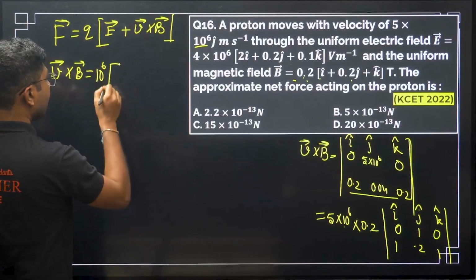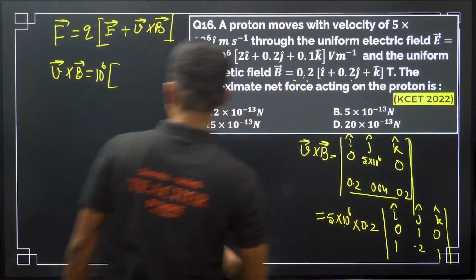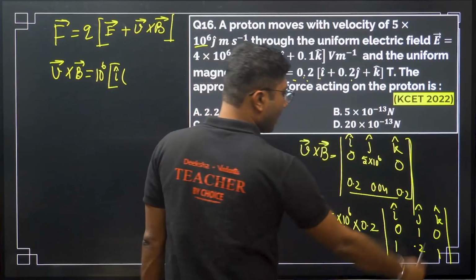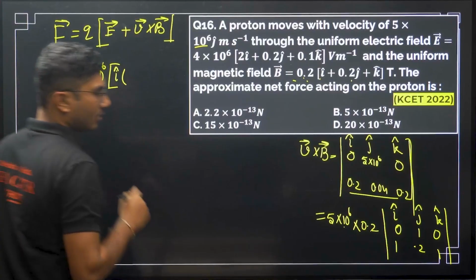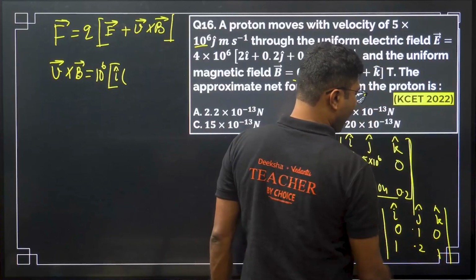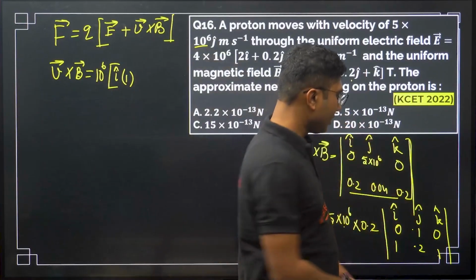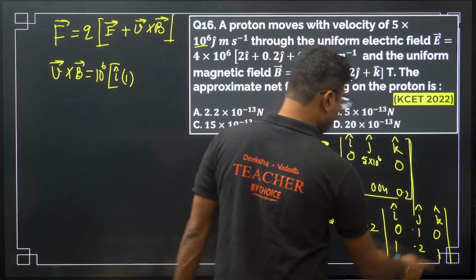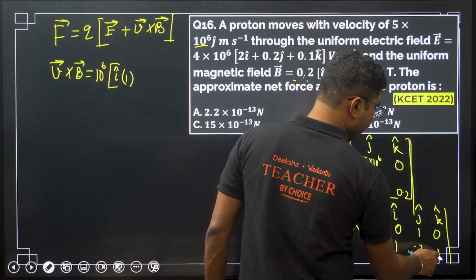If you don't know the determinant method of cross multiplication, then this is a good exercise for you. So first i cap, this row and column will be covered. So 1 into 1 is 1, minus 0.2 into 0, which is 0. So that is 1.